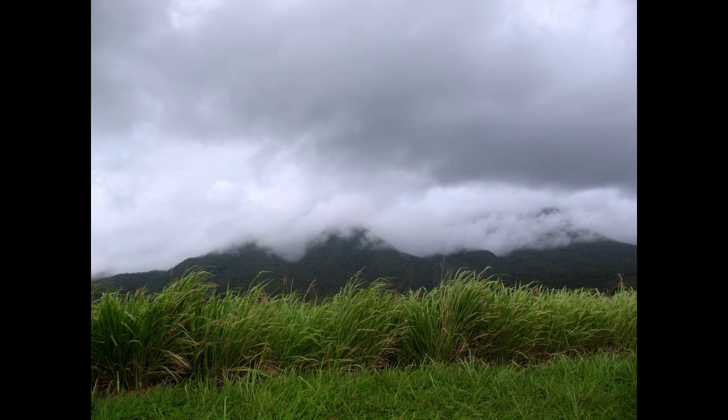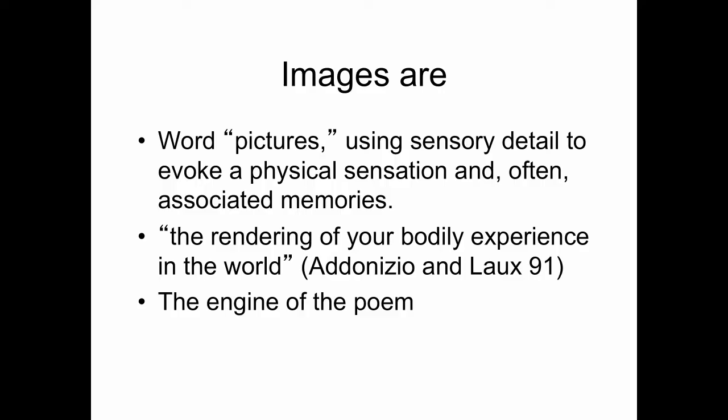So, what is an image? How would a writer describe something like this scene in a piece of writing, lacking the power of a visual? Images are word pictures. They use sensory detail to evoke a physical sensation and often associated memories. And for me, actually, the idea of the associated memories is the most important part of an image. An image can be powerfully descriptive, but it's what it evokes that goes along with it.